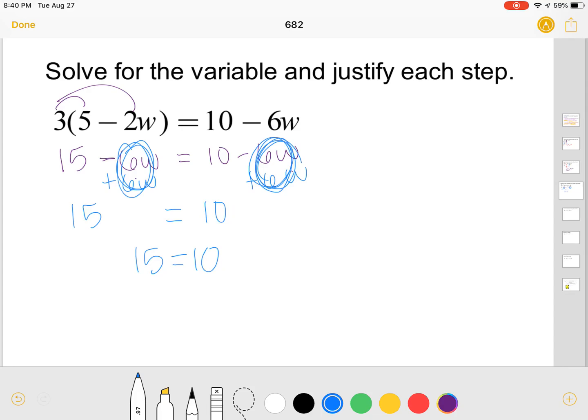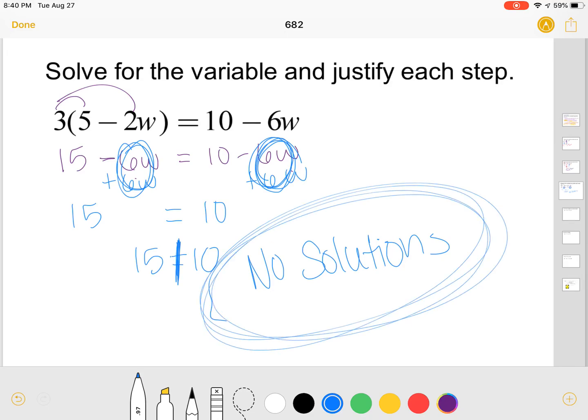Hopefully you said no. So since 15 does not equal 10, this is never, ever going to work out. This equation will never be balanced, right? There's nothing you could plug in for W that could make this equation true. So this means we have no solutions. No solutions. So that would be our final answer for this problem.